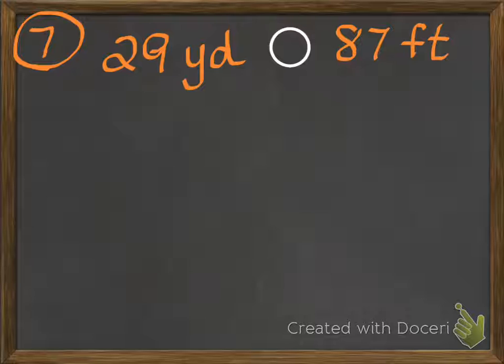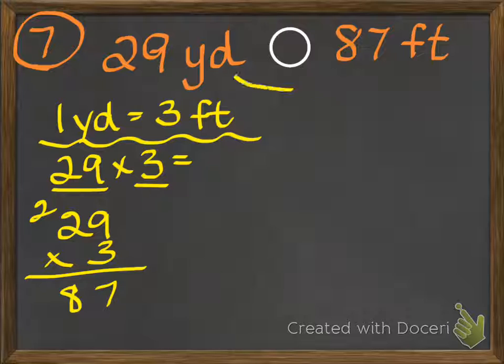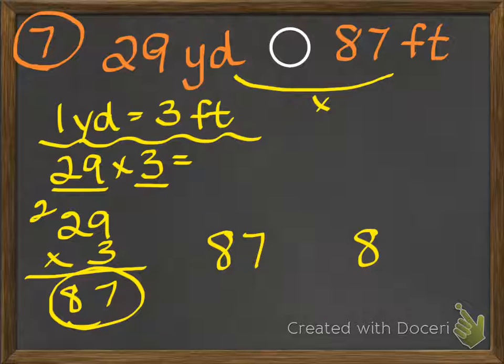Number 7, 29 yards compared to 87 feet. Okay, I have to remember that 1 yard is the same as 3 feet. So I took the 29 yards and I multiplied it times 3 feet. Remember, when you go from a larger unit to a smaller unit, you have to multiply. So I took 29 times 3, that equals 87. So 29 yards is the same as 87 feet, and when I compare 87 to 87, they are equal. So 29 yards equals 87 feet.